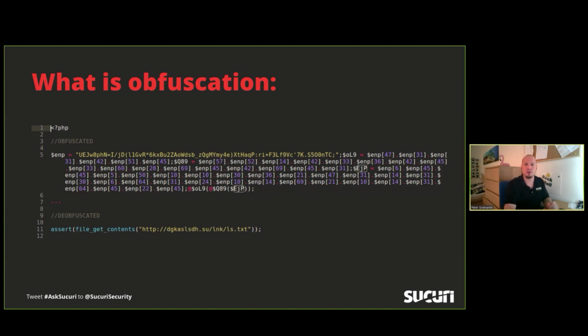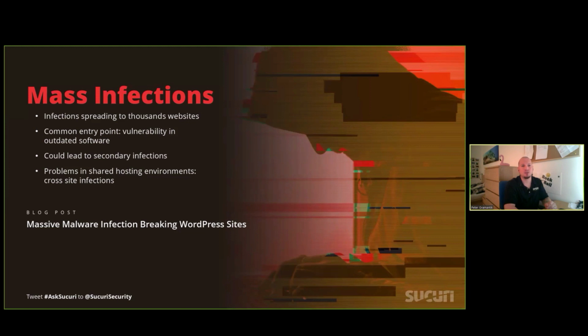Since our time is running out a little bit, as I promised, I'm going to briefly cover mass infections and third-party software issues. So what are mass infections? Infections spreading to thousands of websites. Out of nowhere, we just start to see a lot of identical infections on our client sites, and this is a mass infection indicator. The common entry point for such a mass infection is a vulnerability in outdated software. And usually such a vulnerability leads to secondary infections.